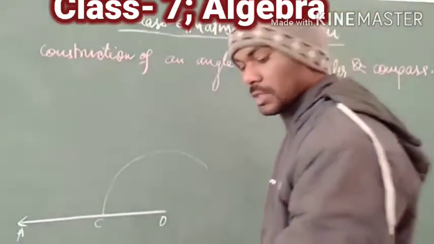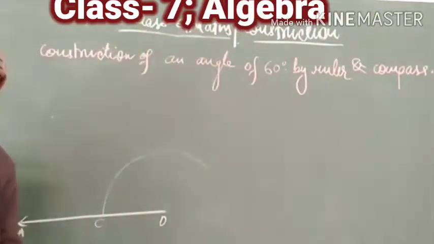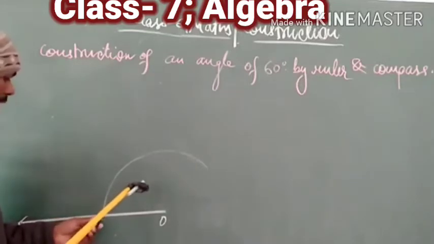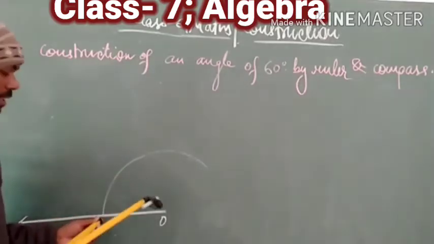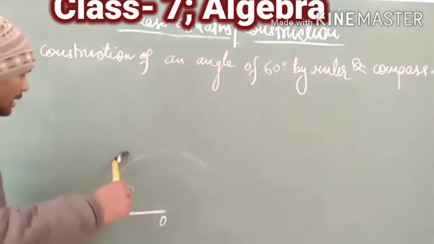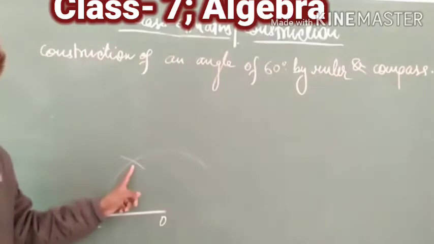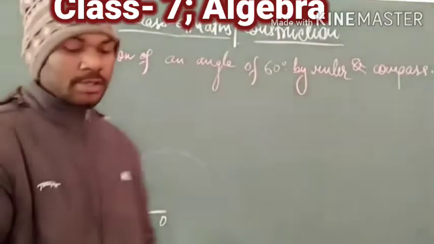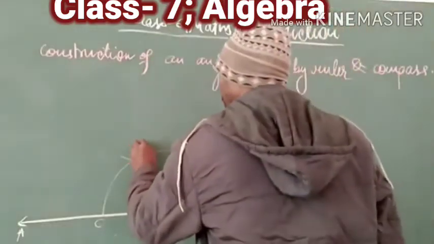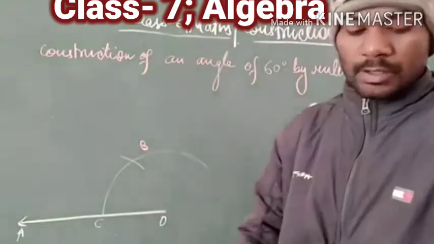Okay students? In the next step, with C as a center and the same radius, draw an arc cutting the first arc at the point B. So with C as center and with the same distance, draw an arc which cuts the first arc at the point B. Give the name of this point B.